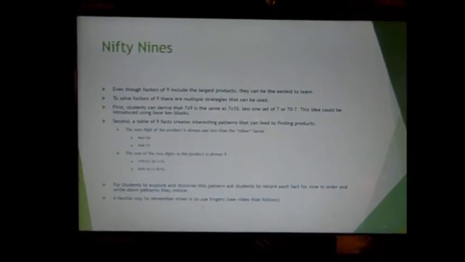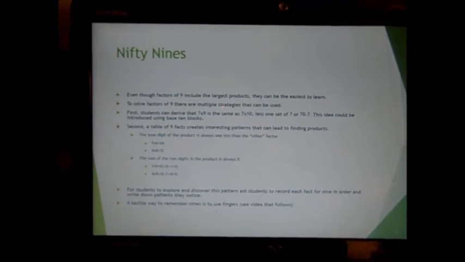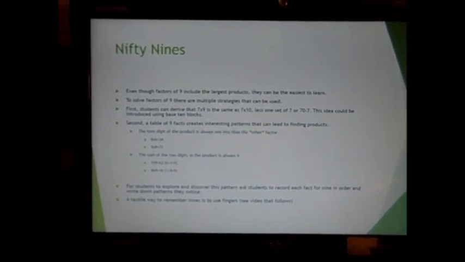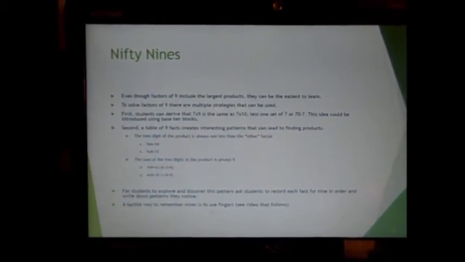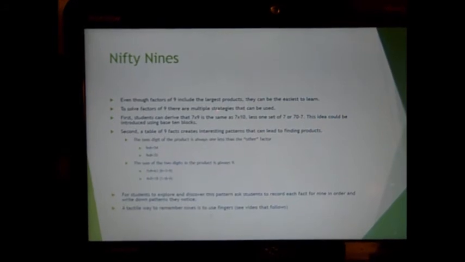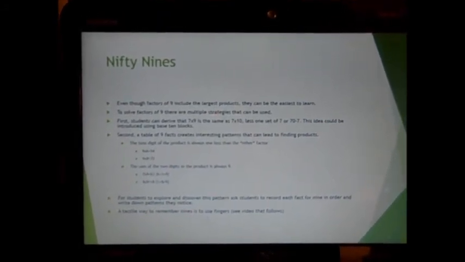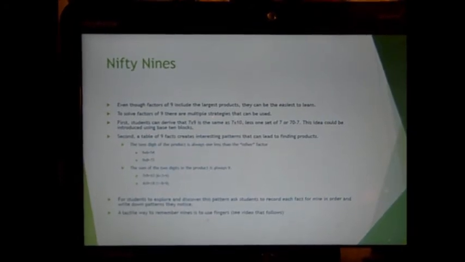Nifty nines is my favorite multiplication reasoning strategy. Even though factors of 9 include the largest products, they can be the easiest to learn. To solve factors of 9, there are multiple strategies that can be used. First, students can derive that 7 times 9 is the same as 7 times 10, less one set of 7, or 70 minus 7. This idea can be introduced using base 10 blocks.